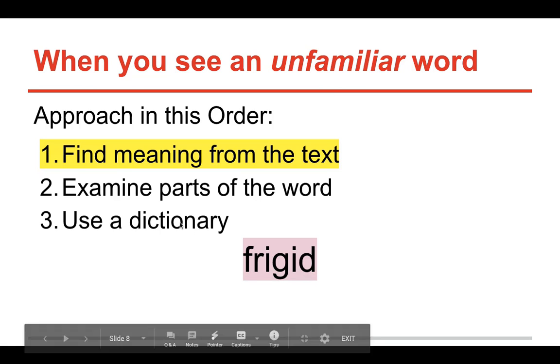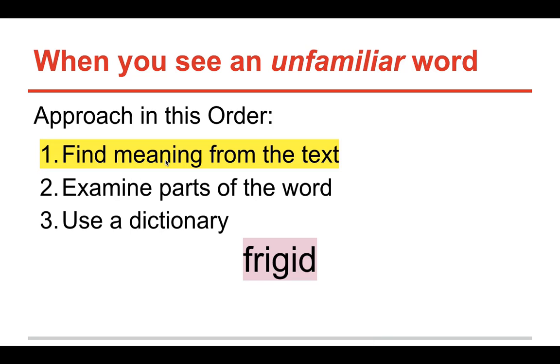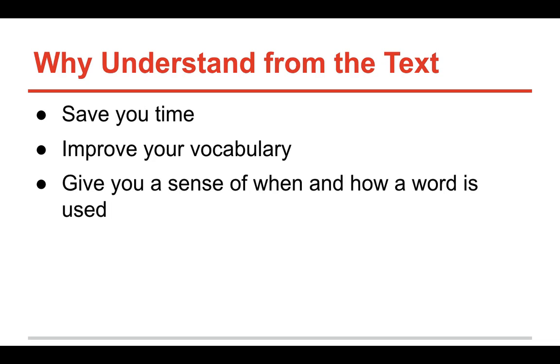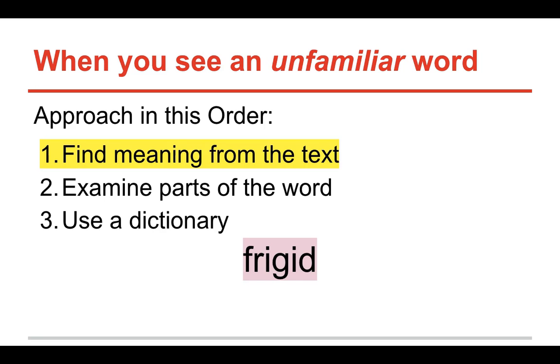The last step: if you can't figure it out from the meaning of the text, you've looked at the word and the parts and you still don't know the meaning, and you really need to know the definition because you can't understand that sentence or you can't understand the text without understanding that word, then turn to a dictionary as your last resort. So why should you take this approach? Why should you start by finding meaning, then look at the words, and then finally go to the dictionary?